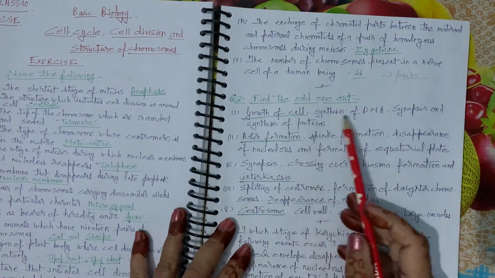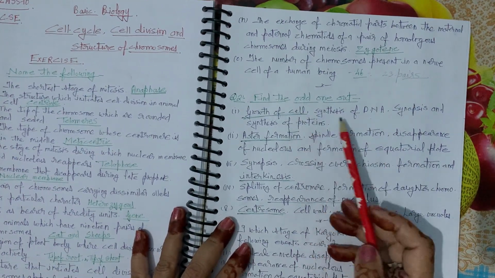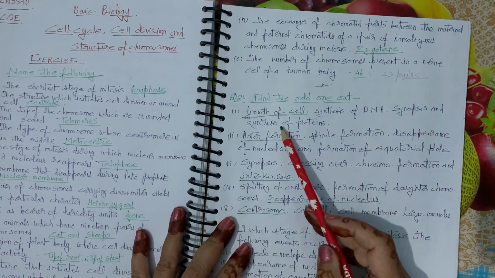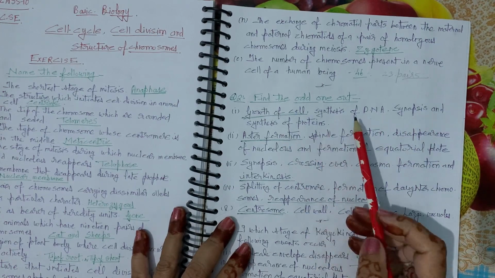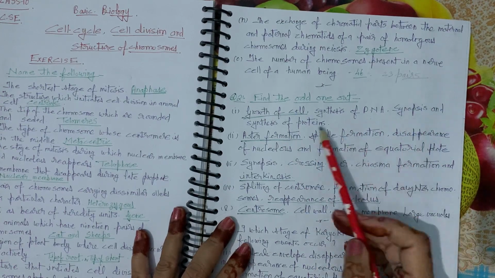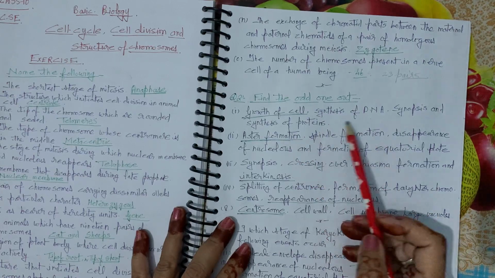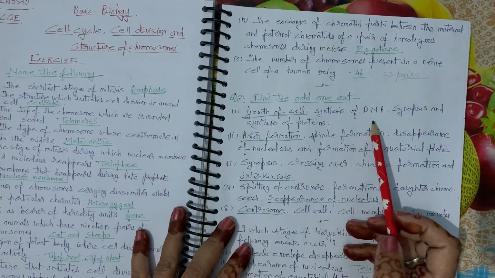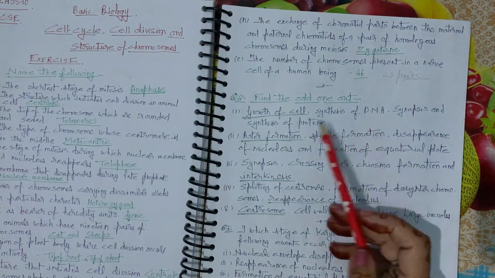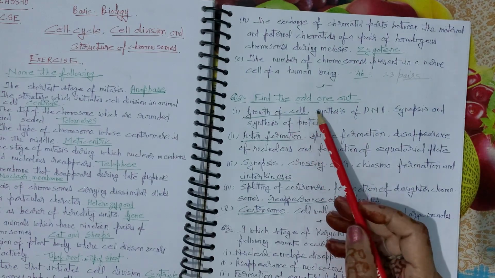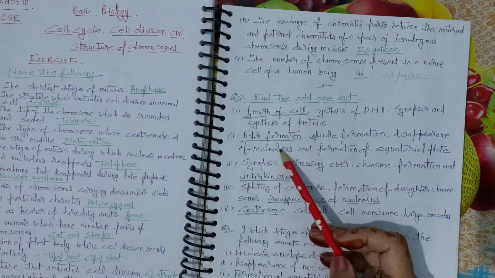Now next, find the odd one out. Growth of a cell, synthesis of DNA, synapsis and synthesis of protein. See, synthesis of DNA, synapsis, synthesis of protein, they all occur in the cell division, whereas growth of a cell is the result of that.